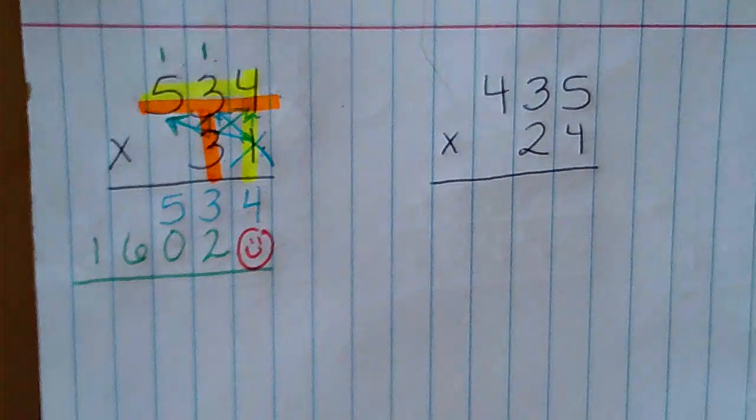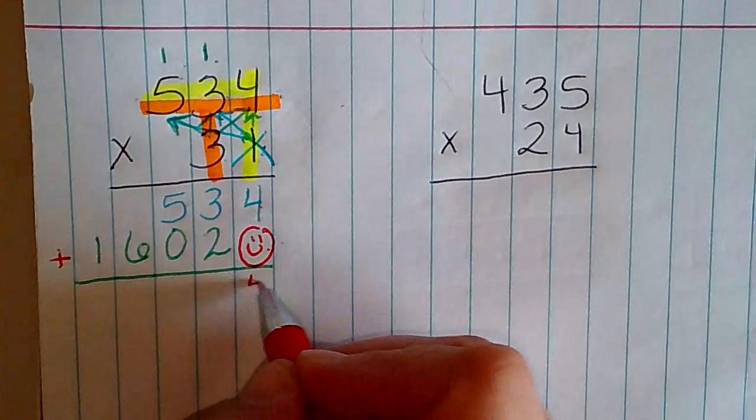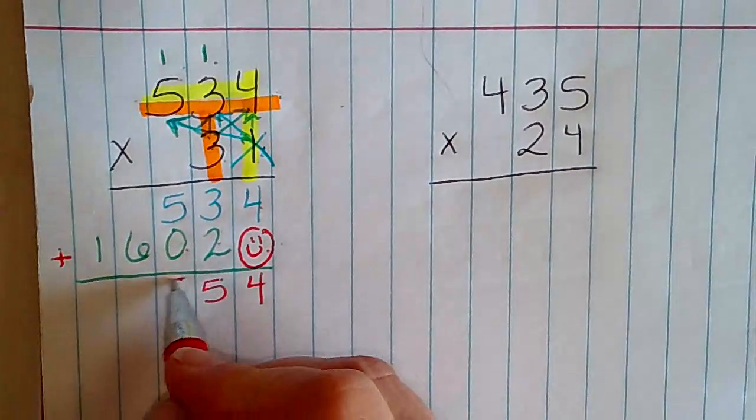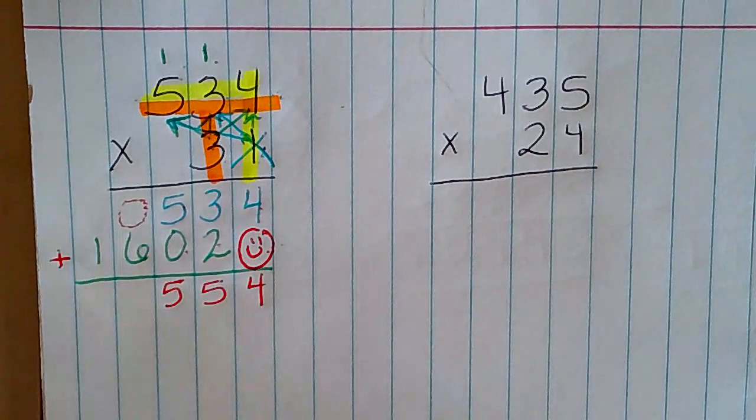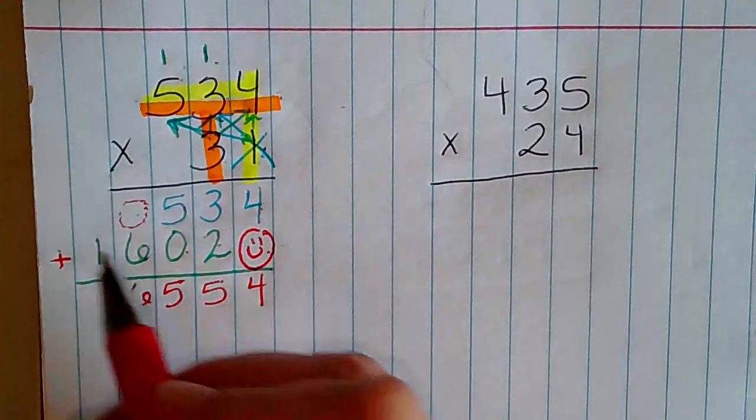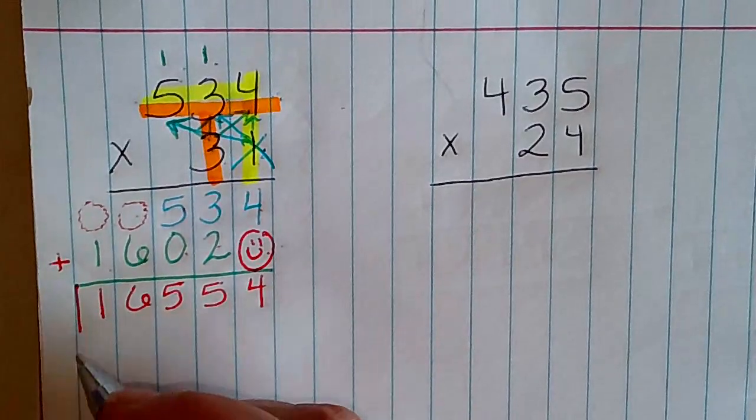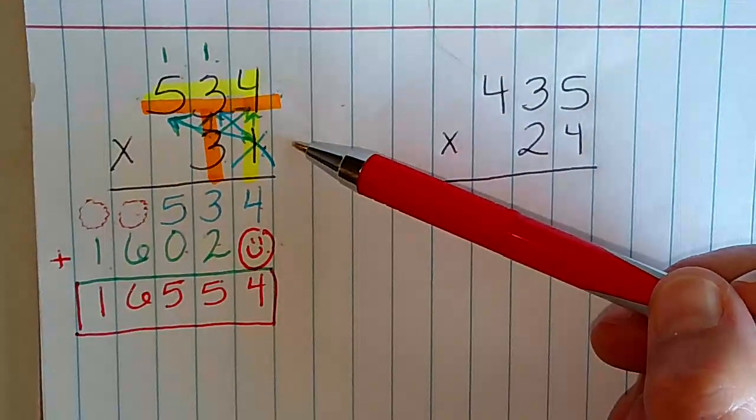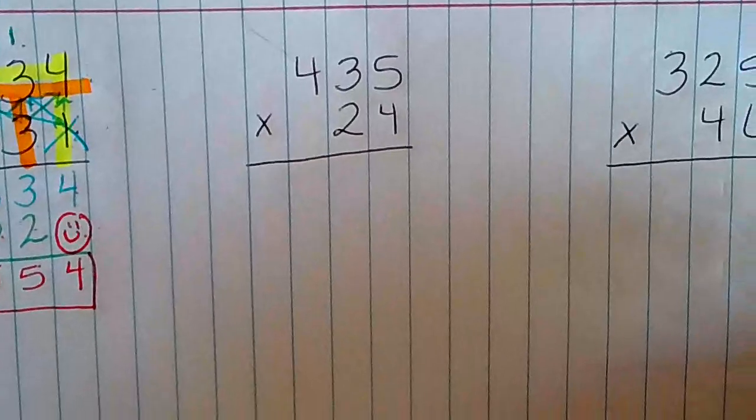And so now we are going to add all of our numbers up, find out what we get. So 4 plus 0 is 4. 3 plus 2 is 5. 5 plus 0 is 5. 6 plus 0, remember, if there's nothing there, that's like having a 0. So 0 plus 6 is 6. Once again, nothing there. 1 plus 0 is 1. So the product of 534 and 31 is 16,554.